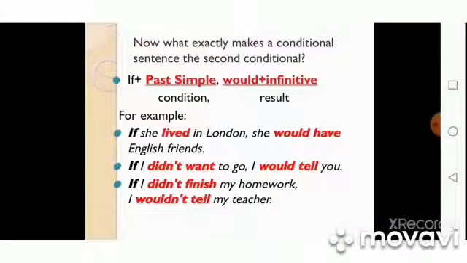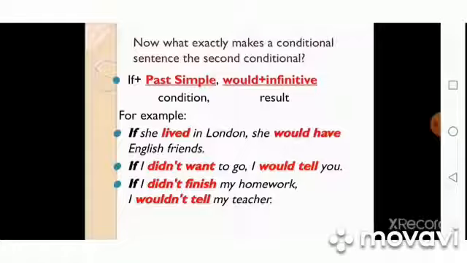Conditional sentences all have an if clause and a main clause, which is sometimes also called the result clause because it can only happen if the if clause occurs. It's a condition, right? If this happens, then that happens. Now, what exactly makes a conditional sentence a second conditional?